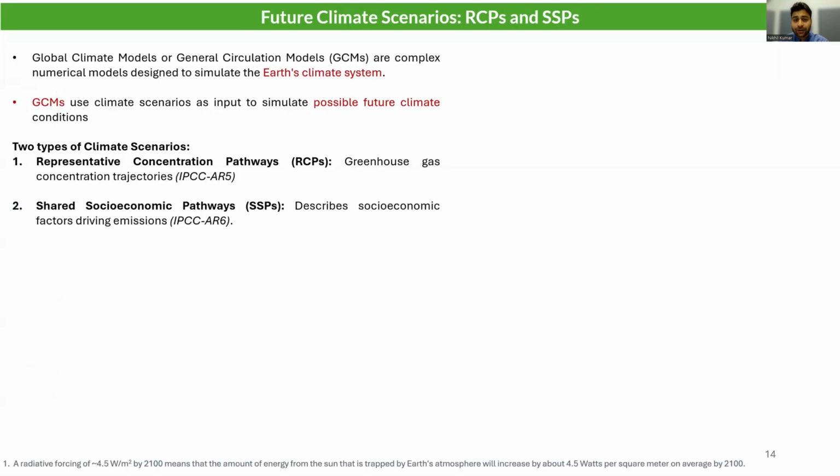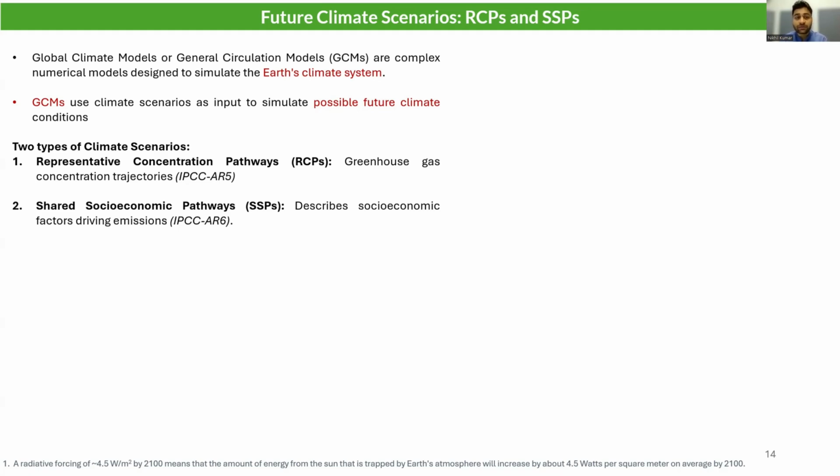So, moving on to the future analysis. Future analysis is conducted using future climate scenarios, that is, RCPs and SSPs. So, first, the global climate models. What are these global climate models? These are complex numerical models which are designed to simulate the Earth's climate system. What these GCMs do is they use the different climate scenarios as their input, and they simulate possible future climate conditions. There are two types of climate scenarios.